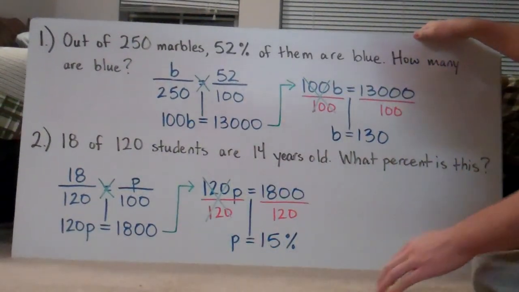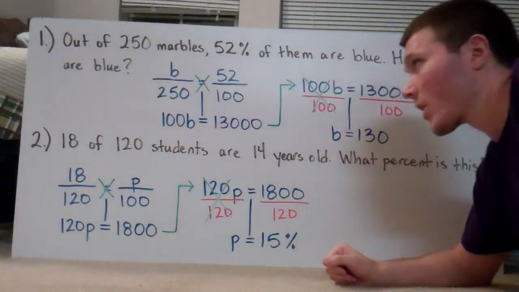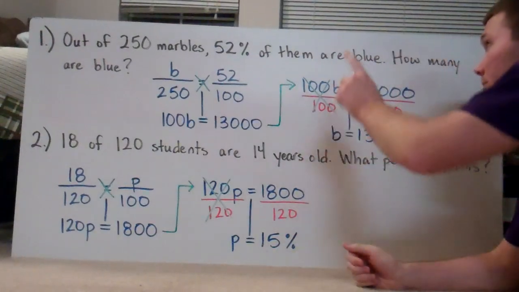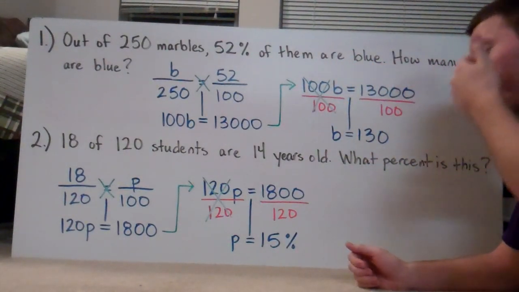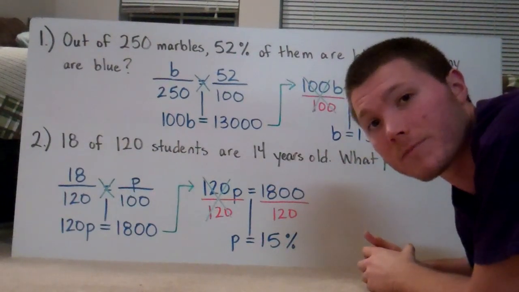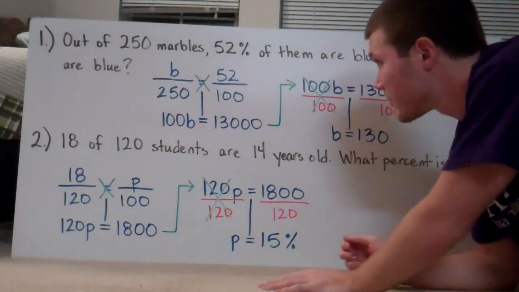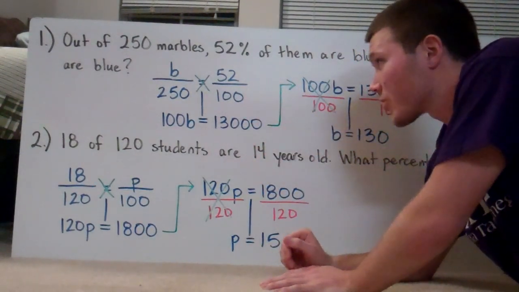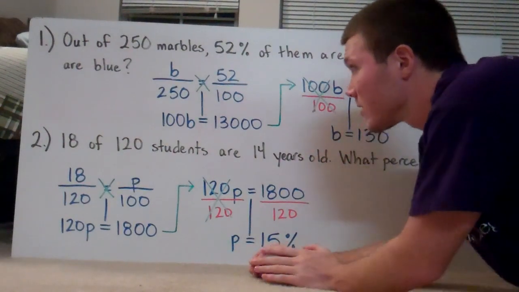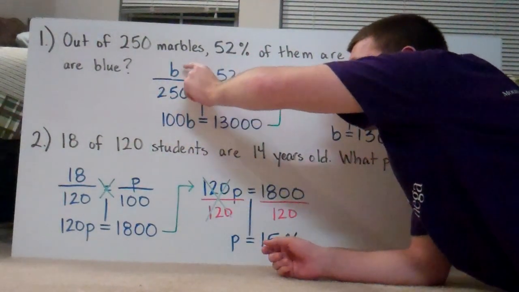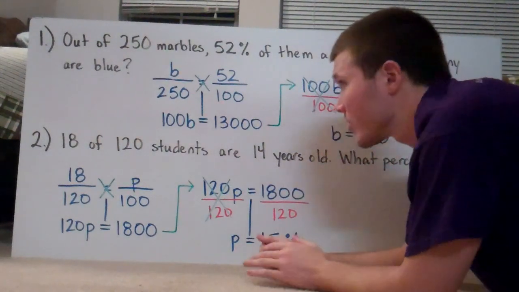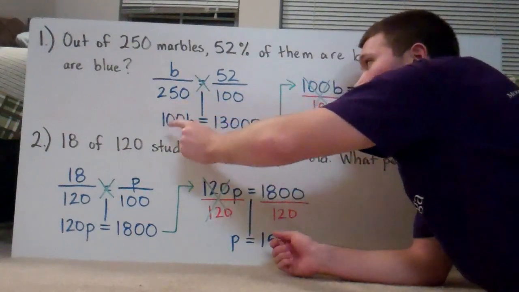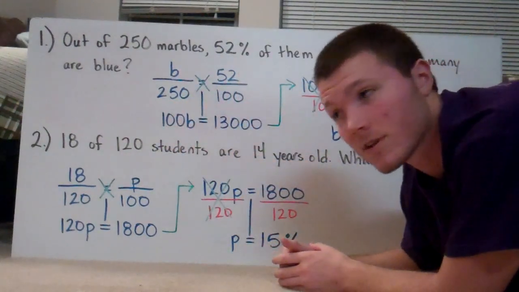First problem. Let's say out of 250 marbles, you're told that 52% of them are blue. So we ask, how many of those marbles are blue then? Well, I set up two ratios. I've got 52 out of 100, because that's the percentage, and we're trying to figure out how many out of 250 are blue. So I set up two ratios equivalent to each other. 100 times b is 100b, and 250 times 52 is 13,000.